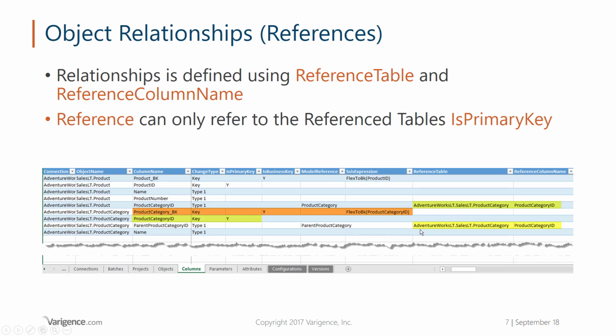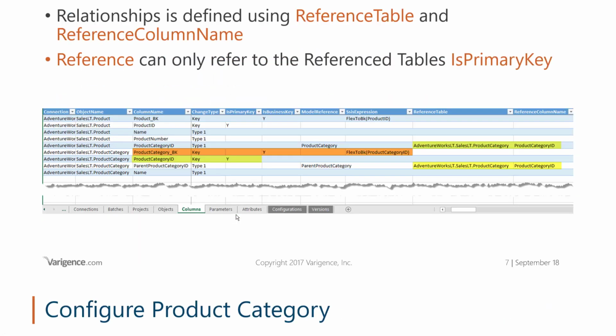So as I said here, you can create these references here. And a reference, like in a database system, can only reference the primary key of another table. So if I'm adding a reference from product category here back to product category, or from product to product category, it must reference the primary key here. In this scenario here, I'll show you how we implement that into BimlFlex right now.